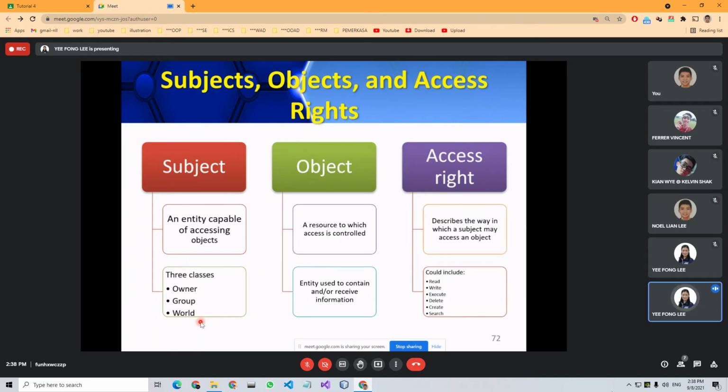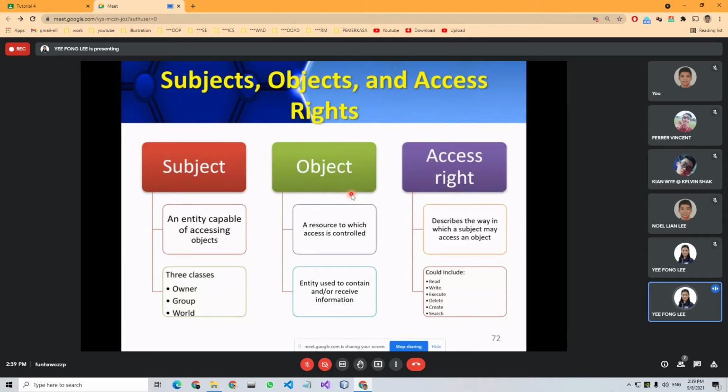Next one, we look at the object. It's a resource to which access is controlled. Examples include, it means what type of object they can access. Can they access a certain record, certain files, or maybe a portion of the files? Which directory can they access? Which program or which message can they access? That is under object.